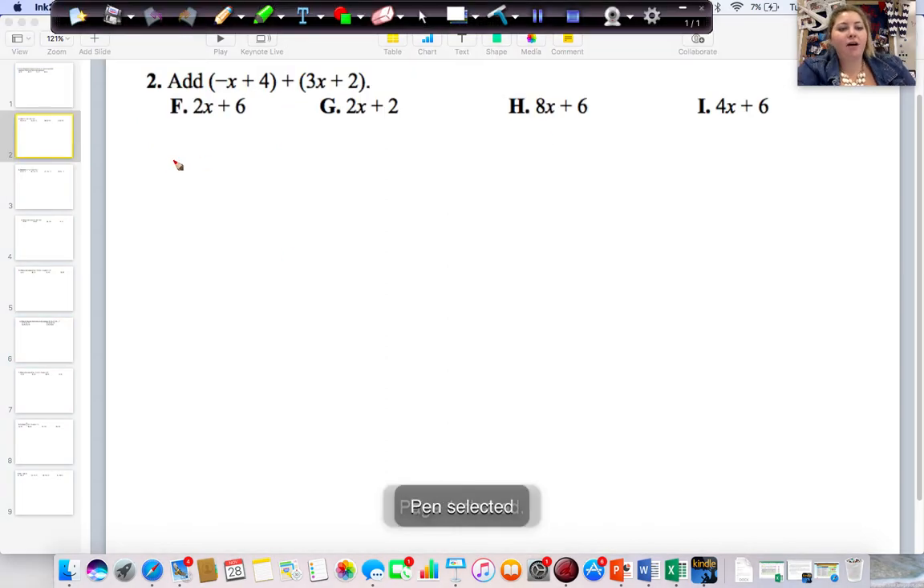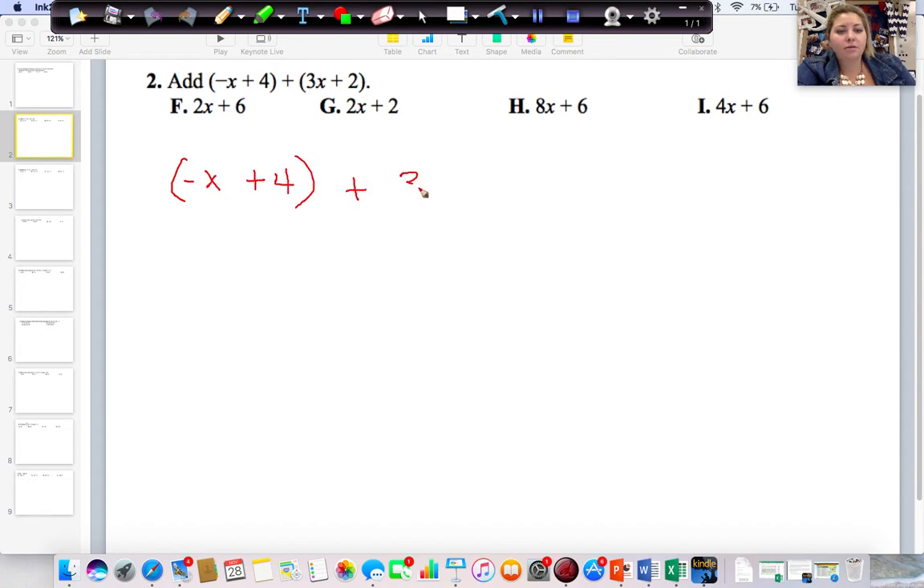C. Oops. Okay. All right, we are adding here negative x plus 4 plus 3x plus 2. The way I like doing these is I like writing them out. So I'm going to put a negative x here and then 4 positives. And then over here I'm going to put 3 positive x's and 2 positives. So these 2 plus signs represent these 2 positives. These 4 plus signs represent these 4 positives.